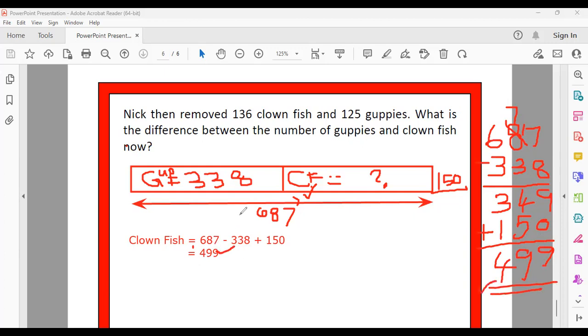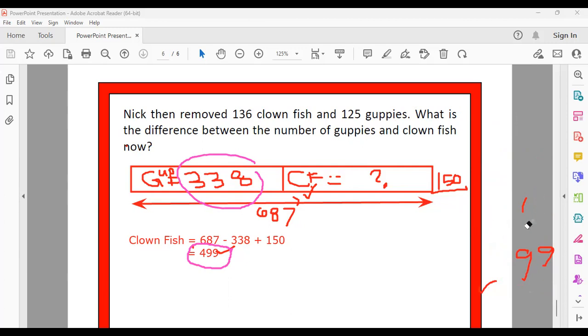You see that? Okay, so now in our story, we have guppies 338 and clownfish 499. That's what you need to know. I'm going to erase this all at the side. Remember these two numbers for the next question.